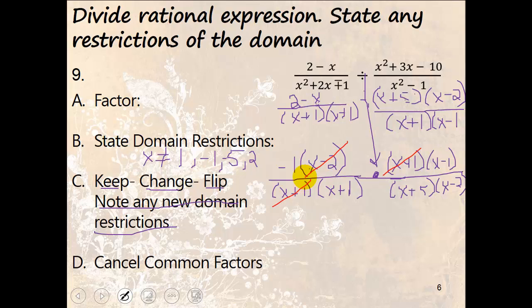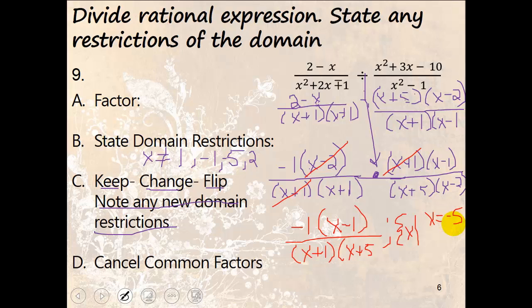So now my equivalent expression, in simplest form, with all the factors canceled out, is -1 times x minus 1 over x plus 1, x plus 5, as long as my domain is all x's such that x cannot equal -5, x cannot equal -1, x cannot equal 1, and x cannot equal 2. Okay?